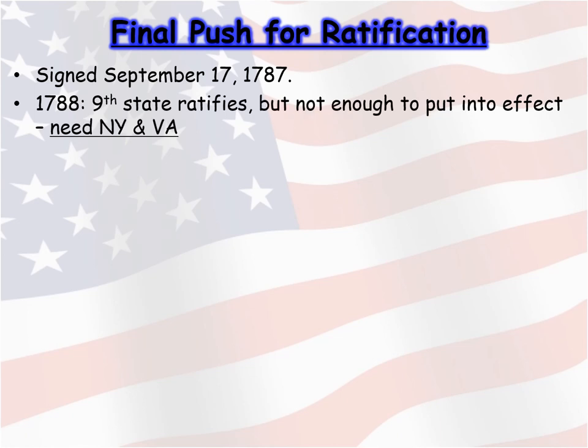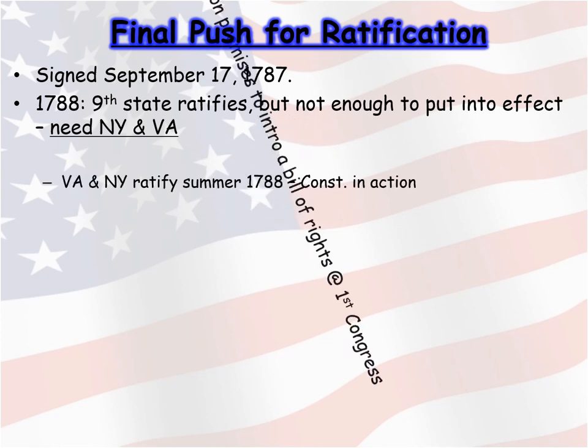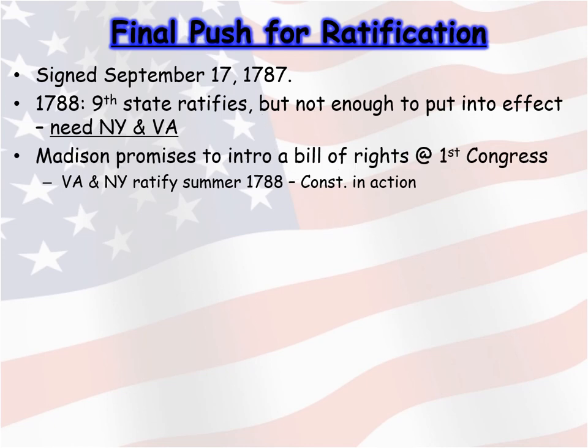So Madison did promise to introduce a Bill of Rights at the first meeting of the Congress once the new government went into action. And so because of this promise, and you could argue in part because of the Federalist Papers, Virginia and New York ratified in the summer of 1788, and the Constitution went into action. New York City was chosen as the first capital. George Washington was chosen as the first president of the United States by unanimous vote. Actually, he is the only president to hold that distinction.